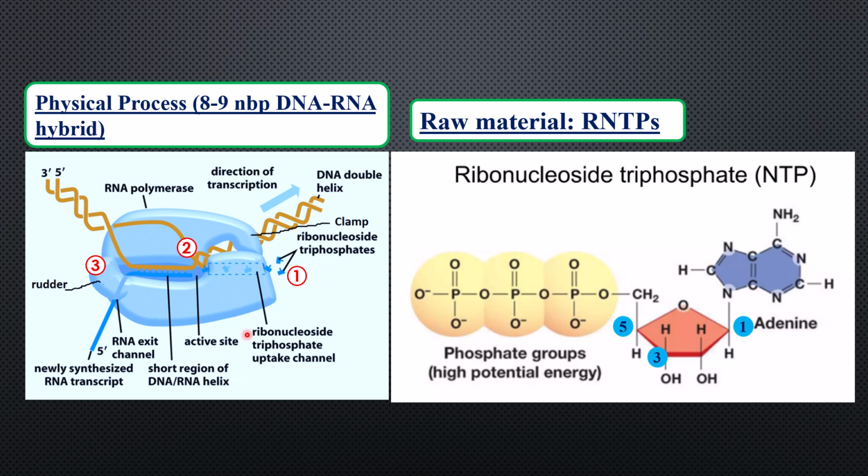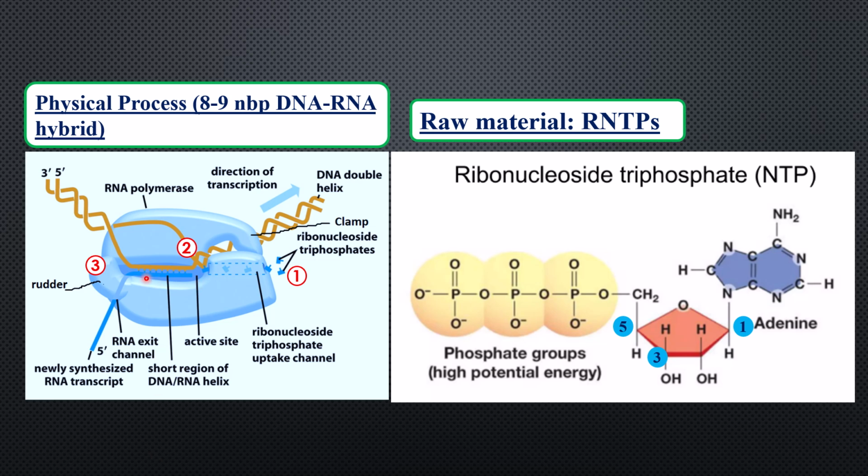So here, if you see, this is an RNA polymerase enzyme. It has this one channel which is called the ribonucleoside triphosphate uptake channel, marked by A. Within this channel, continuously these RNTPs are coming through, and then inside of the RNA polymerase, we have the active site where these RNTPs will actually form a complementary base pairing with the template DNA, and then the phosphodiester bond will be formed between the two consecutive RNTPs.